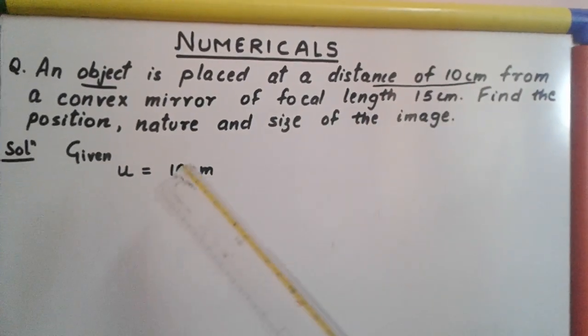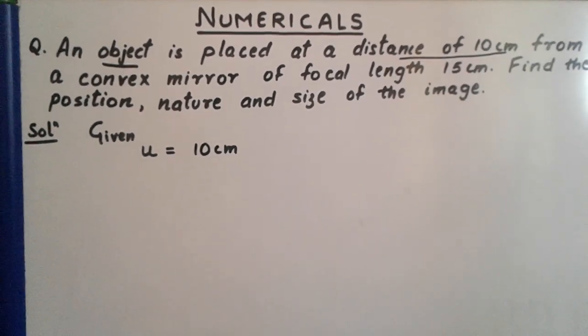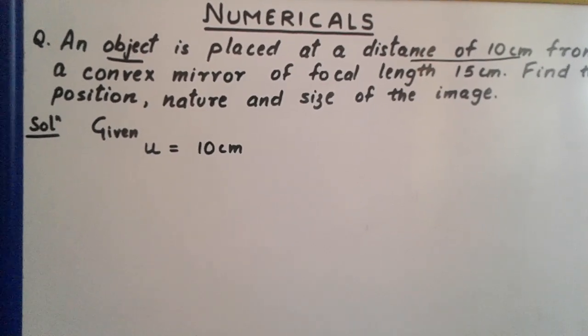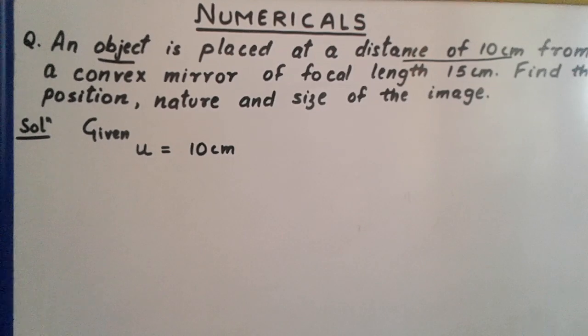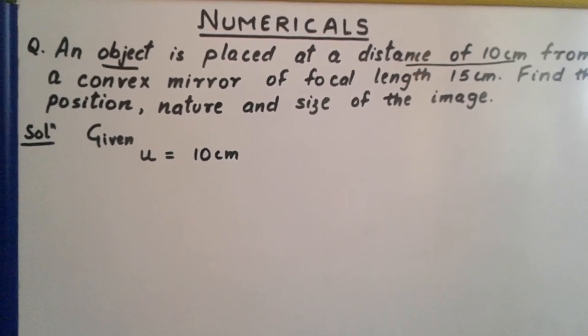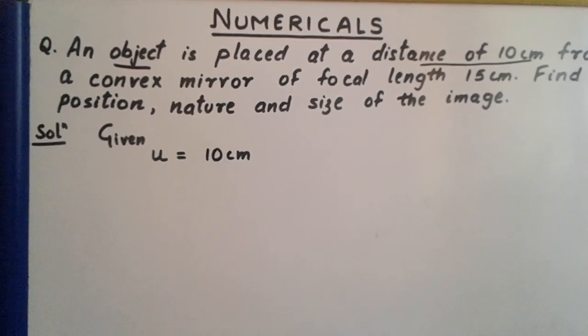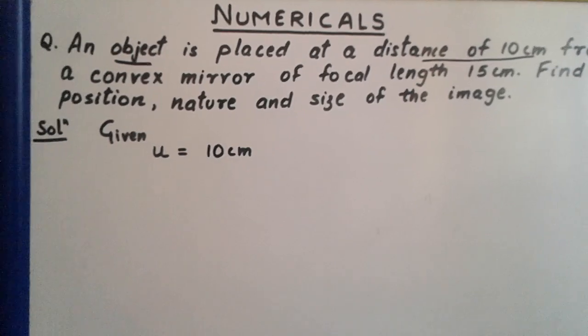Apart from writing the numerical value, we have learned in the sign convention that we need to write also the appropriate sign for that particular value. So in the video of sign convention, we have learned that the value of u stands always negative, whether it is for convex mirror or for concave mirror. So the value of u we are going to write negative.